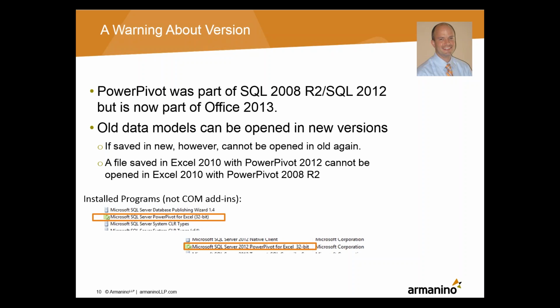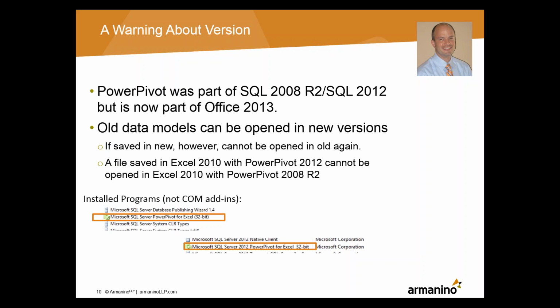You're probably wondering why you should care. And the reason is because in Excel 2010, if you have that 2008 R2 version of PowerPivot, it uses a different data model than what's used in the more recent version with Excel 2010, which was actually released with SQL 2012. So what that means is that if Joe is running Excel with the old version of PowerPivot, and then he sends it off to Sally.